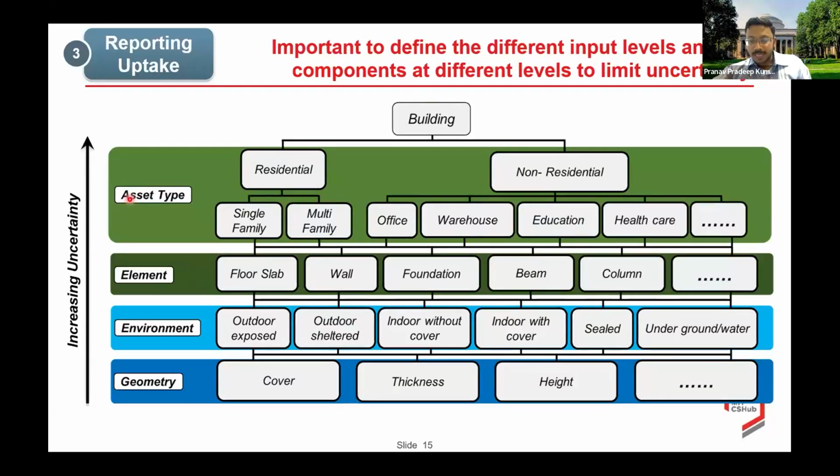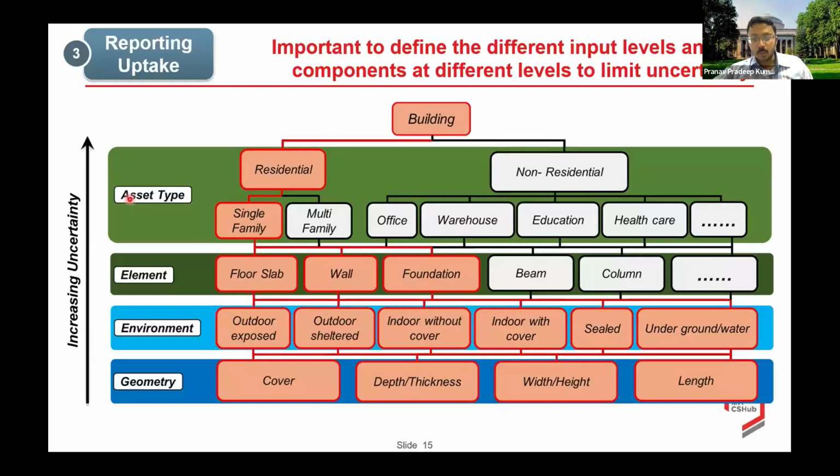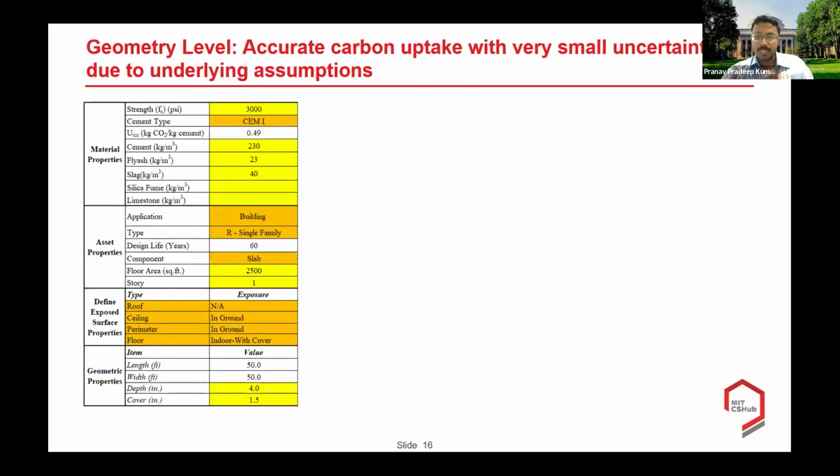So let me now take an example where we consider a single family house with the highlighted component. So the concrete goes primarily into floor slabs, walls, and foundations, and we consider the different combinations of environmental and geometric factors. So let me go back to the same example that I showed a couple of slides back where I have all the details in here. So this is the most detailed level where we have even the geometric properties input into the model. And since we have all the input information here, we get an accurate uptake value of about 31.96 kilograms CO2 per meter cube. And here I'm presenting the results per unit volume so that it is easy for us to compute the absolute carbon uptake value or the uptake fraction based on the volume and the emission information that's available.